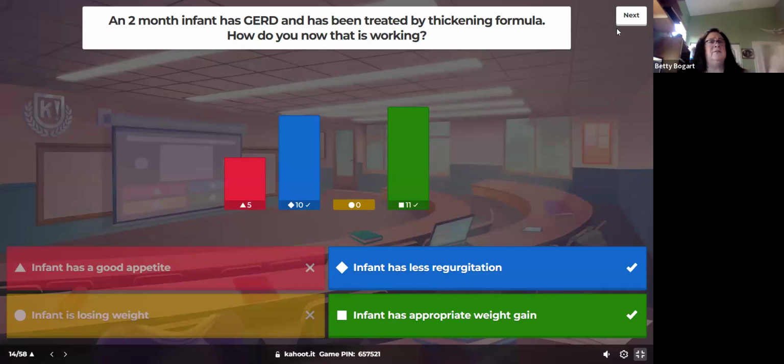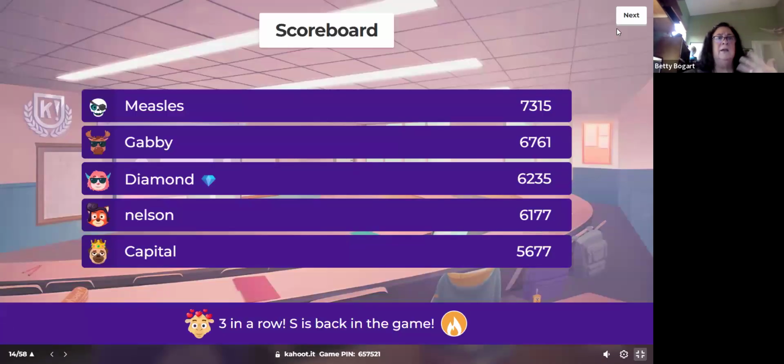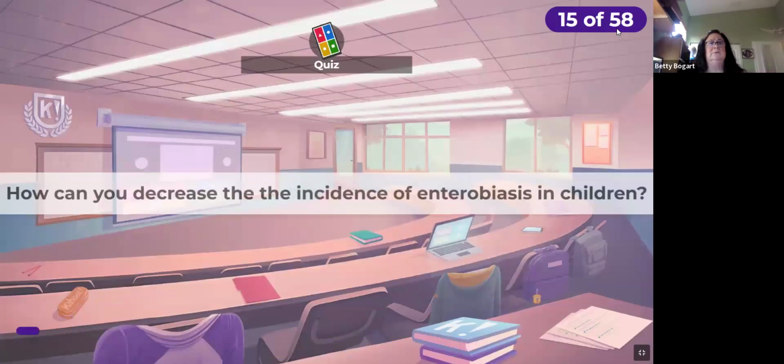If they're having this reflux, we're worried about nutrition. They're gaining weight. We know they're keeping it in. They're gaining weight. It's what we want.